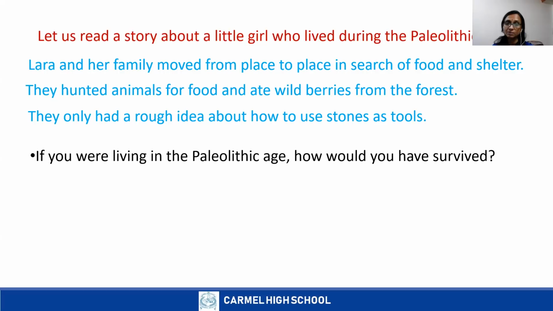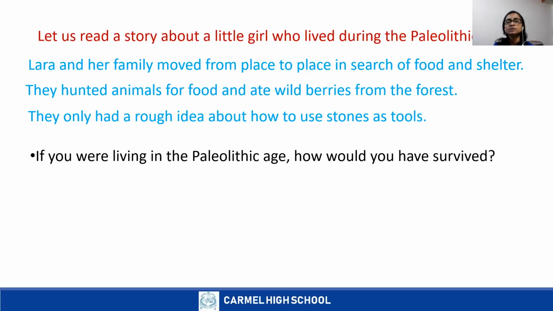And we can say we would use these stone tools to split the trunks of trees, or cut trees to build shelter like houses, or to make fire. So different tools for different uses. How would we survive? Making different tools. We would have sharpened these tools for growing crops. So many things. Okay, let us see the answer.